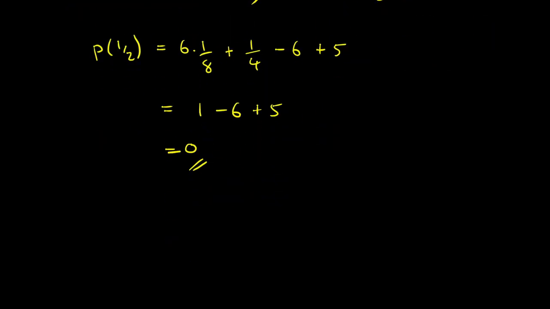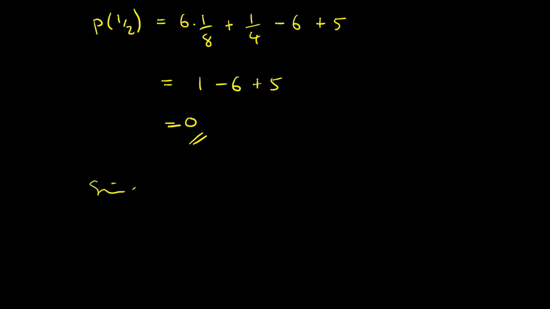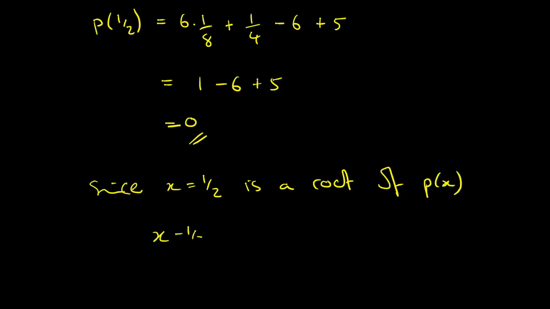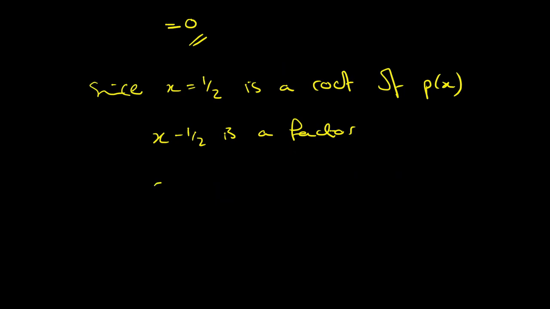So we can write a statement like, since x equals a half is a root of the polynomial, then x minus a half is a factor. And of course, if x minus a half is a factor, it's actually the same thing as saying that 2x minus 1 is also a factor, right? Those two statements are equivalent. Okay? All right. Part 2, hence write p of x as a product of linear factors.